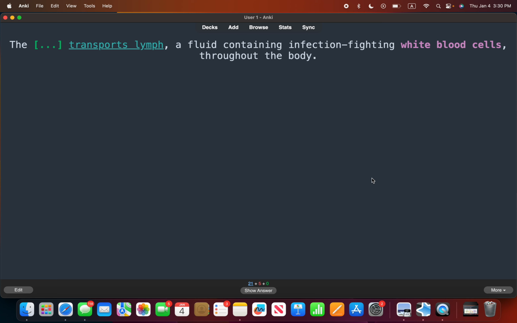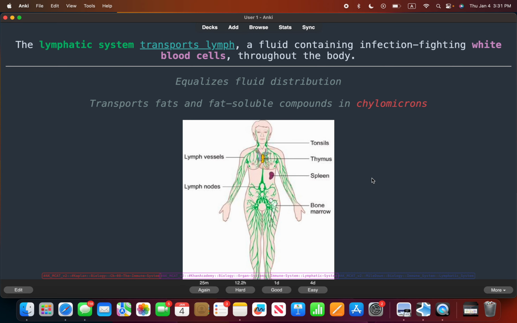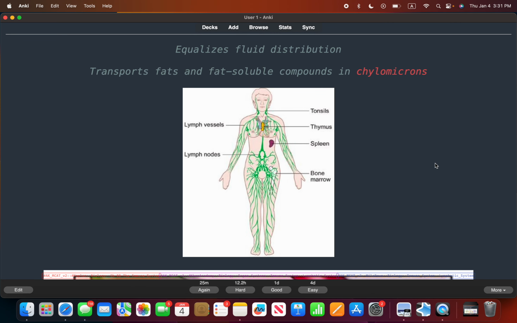What transports lymph, a fluid containing infection-fighting white blood cells, throughout the body? It should be the lymphatic system. The lymphatic system transports lymph. It is a fluid that has infection-fighting white blood cells, and it transports these white blood cells throughout the body. It equalizes fluid distribution. So you want the white blood cells to go everywhere in our body. That's why you have the lymphatic system. And it transports fats and fat-soluble compounds in chylomicrons.